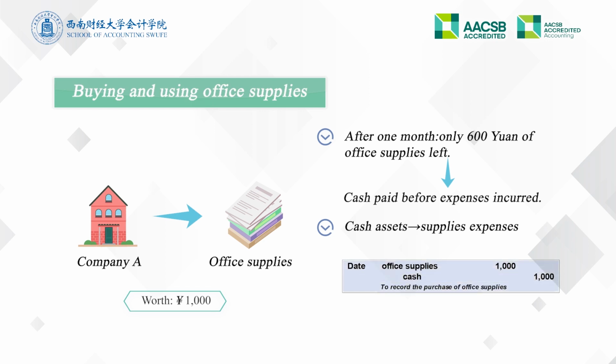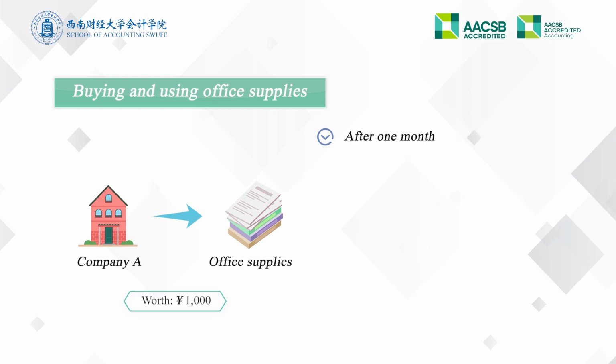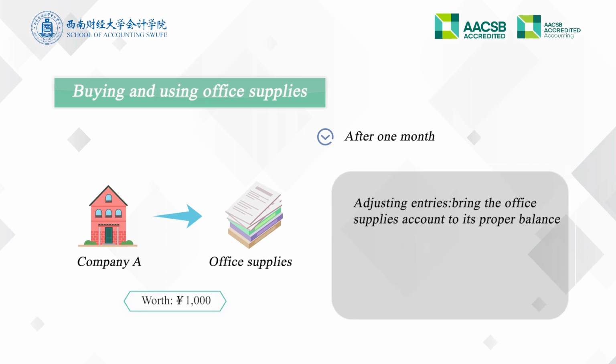So the bookkeeping procedure would be as follows. When buying the 1,000 yuan of supplies, the accountant should debit office supplies for 1,000 yuan and credit cash for the same amount. After 1 month, the accountant should do adjusting entries to bring the office supplies account to its proper balance, meaning from 1,000 yuan to 600 yuan by debiting supplies expenses for 400 yuan and crediting office supplies for 400 yuan.